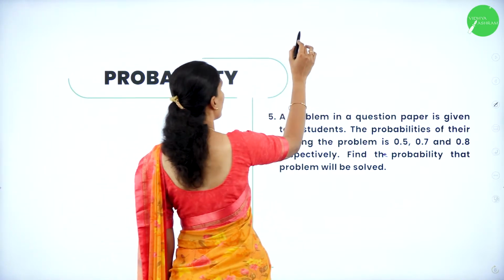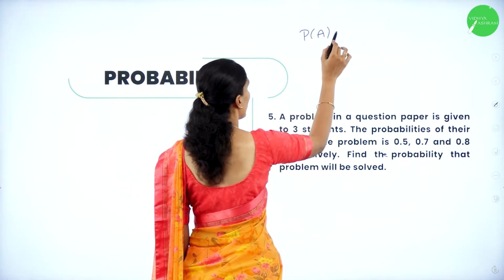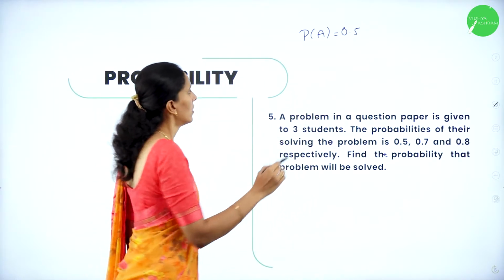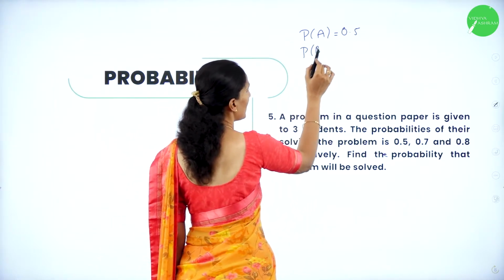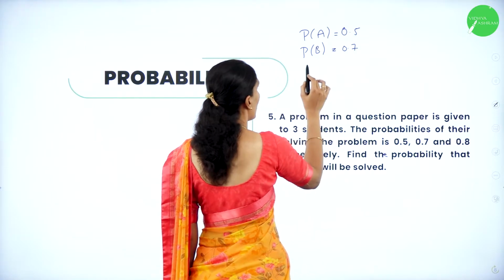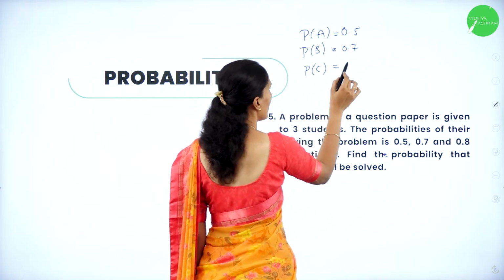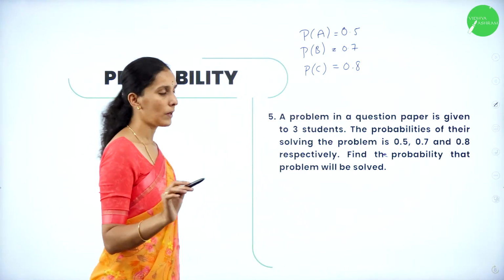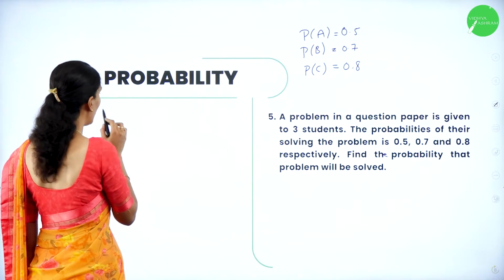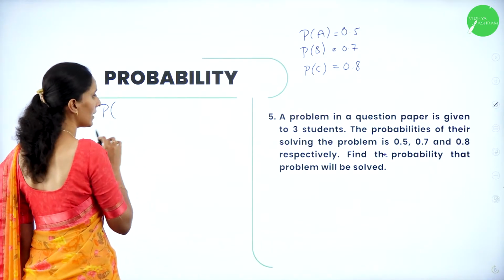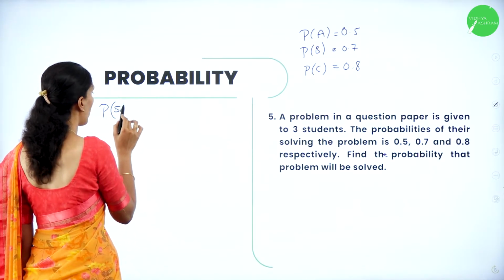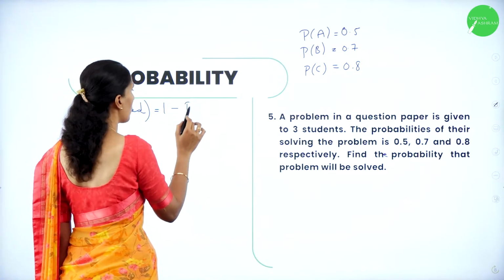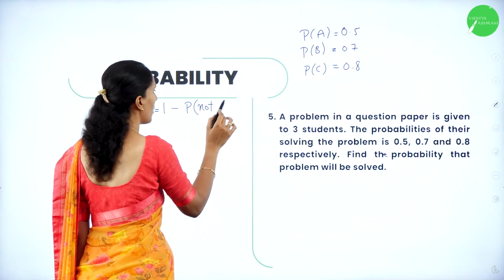Okay, so what is given here? P of A is given, so that is 0.5. Take it as person A. So P of person B is 0.7 and P of person C here is 0.8. Here also I am using the concept of complementary event. So what is the probability I need to find here? The probability that the problem is solved is nothing but 1 minus the probability that the problem is not solved.